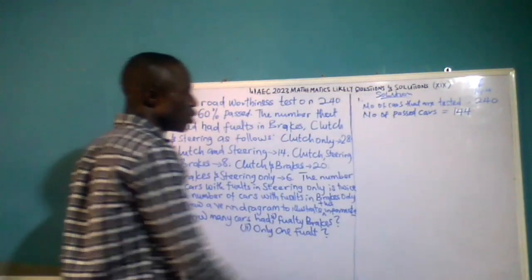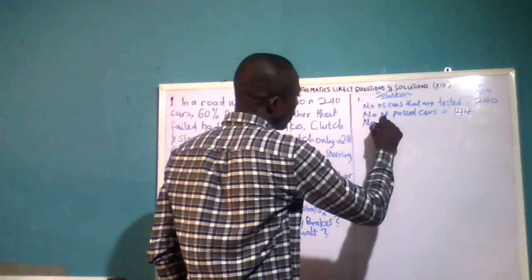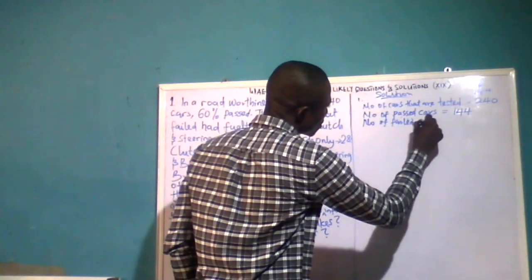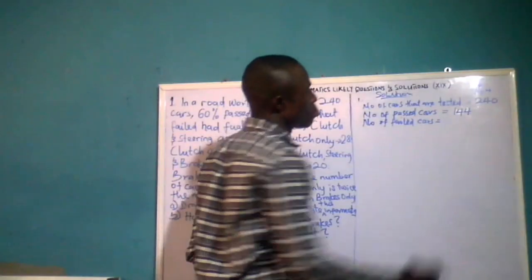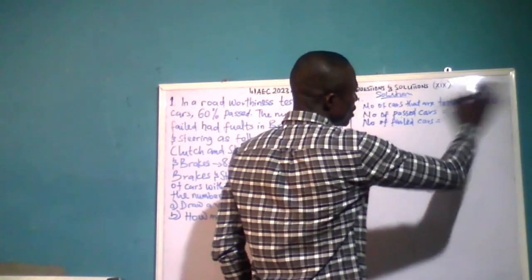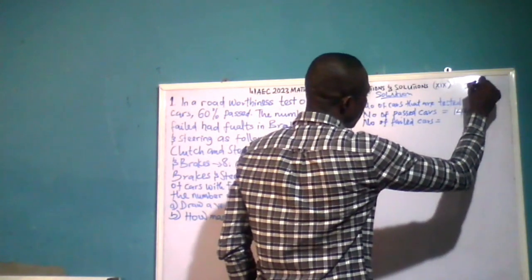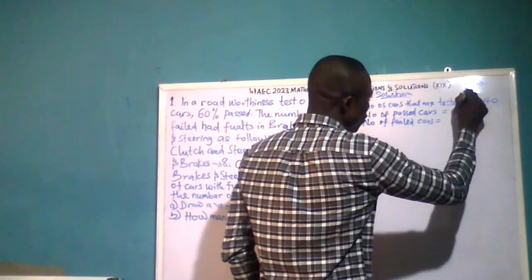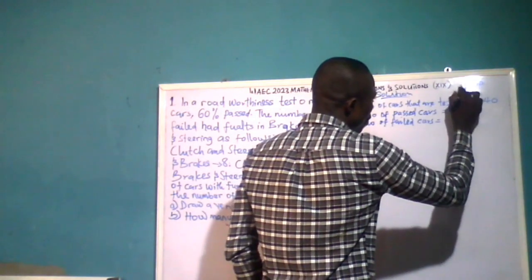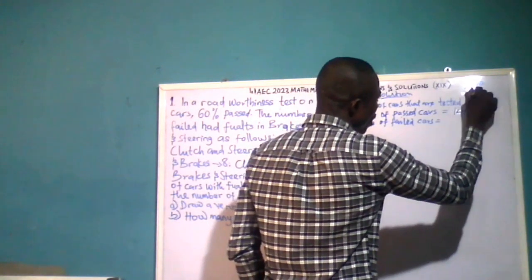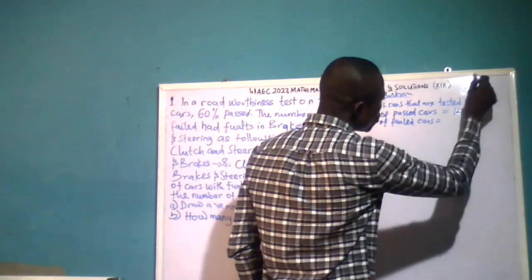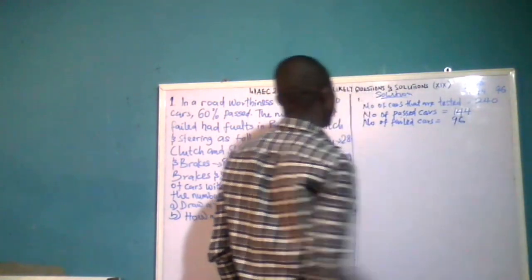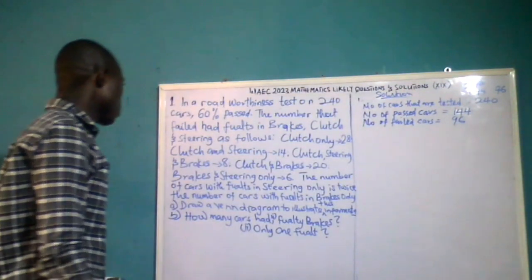Now, numbers of failed cars. Failed cars equals 240 total tested cars minus total pass cars, which is 144. Because this will give you 96. You have 96 numbers of failed cars.